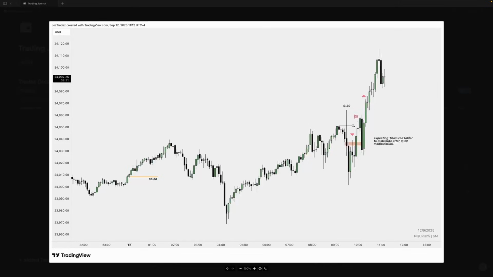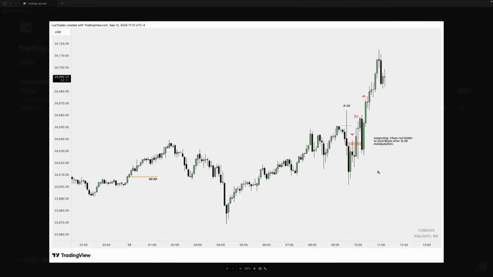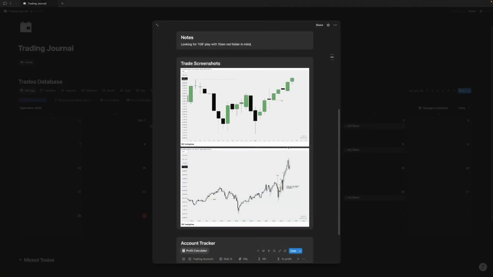Now, all of this logic here is valid. I don't mind this. 930 ran above the highs, manipulating. We had 10 a.m. red folder, so I'm expecting distribution from this gap. I took a sell here, really low risk, because it was Friday, so I don't mind. And then got out above this high. Very simple.